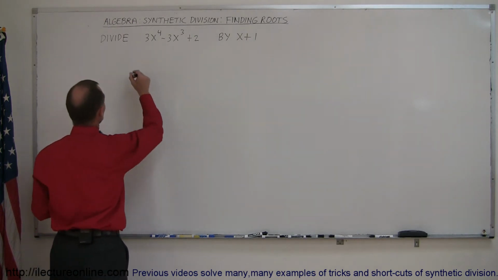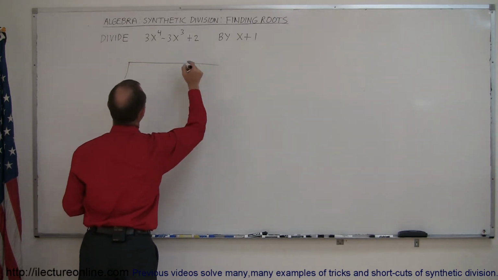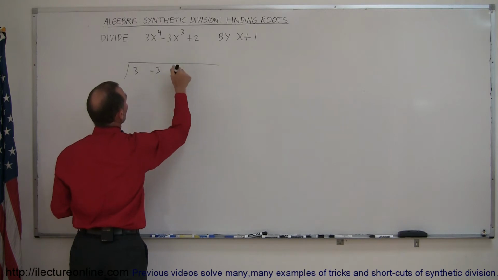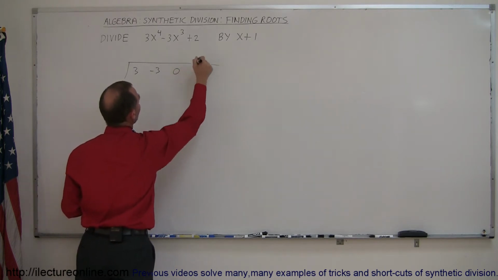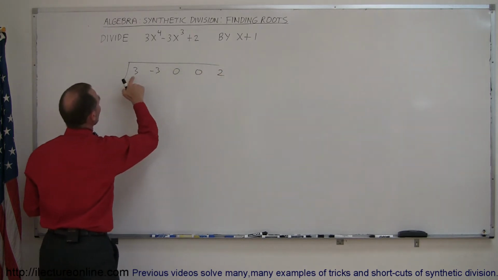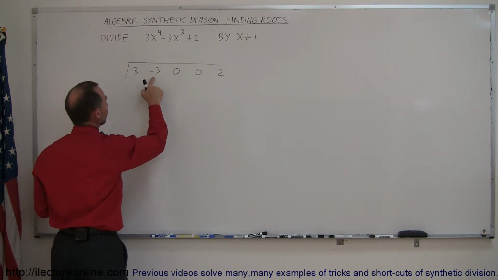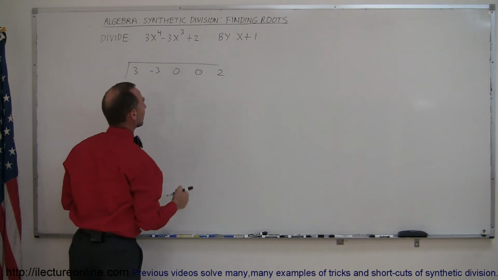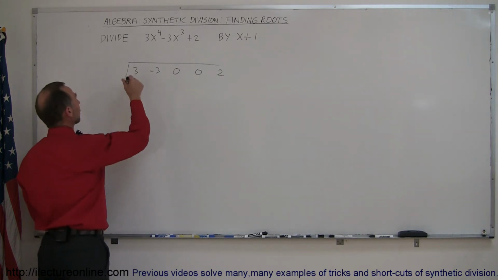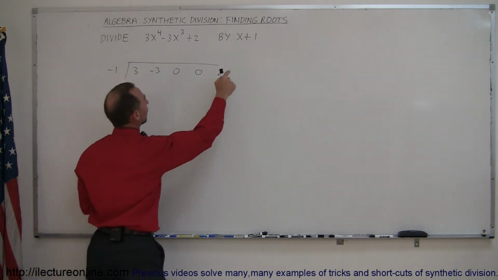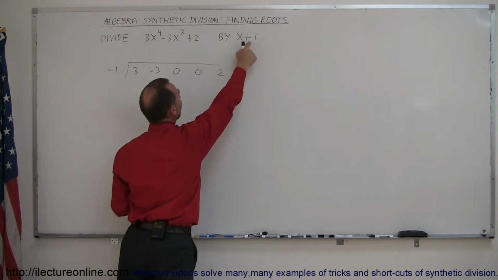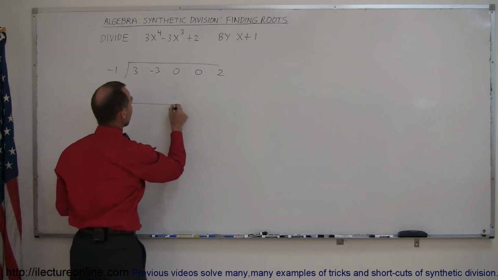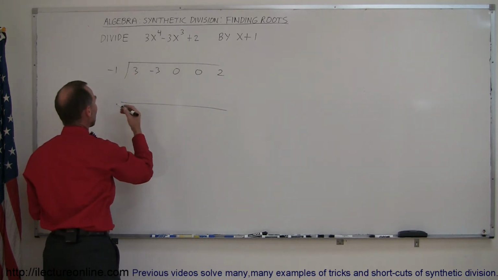So using synthetic division, we put down the coefficients. We put down 3, minus 3, and then for the 2 that are missing, we plug in a 0, and then finally we have the 2 at the end. So this represents the 3x to the fourth minus 3x cubed plus 0x squared plus 0x to the first power, and then the constant plus 2. And then here we plug in minus 1 because we have x plus 1, so we take the negative of that number and put it in here. And then we put down the line, drop down the first number, and we're on our way.